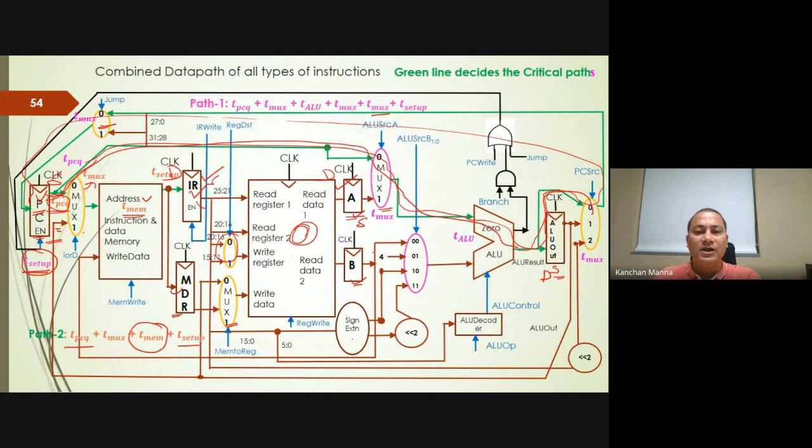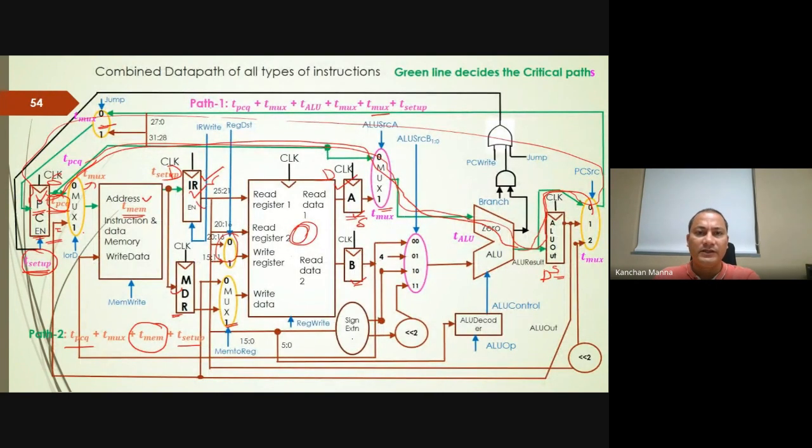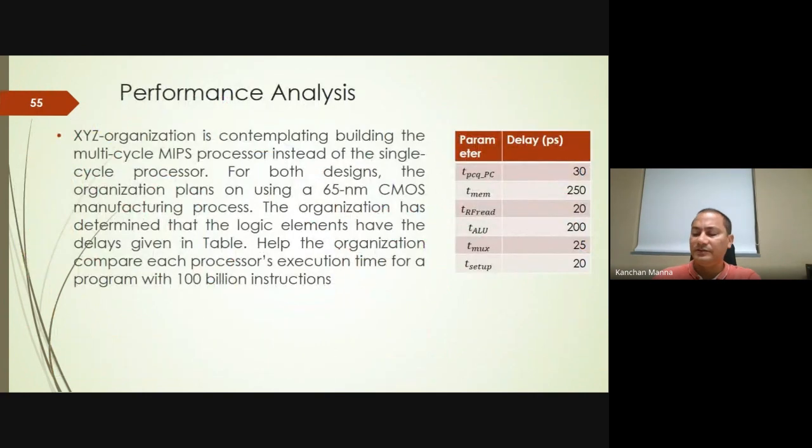Okay. So now, this is the formula. Now we want to perform the performance analysis, meaning that we want to find out the execution time of that program. So this company XYZ, they are building the multi-cycle processor, instead of the single cycle one.